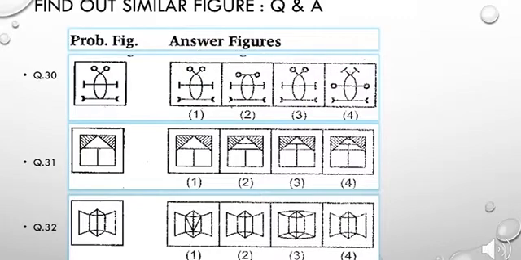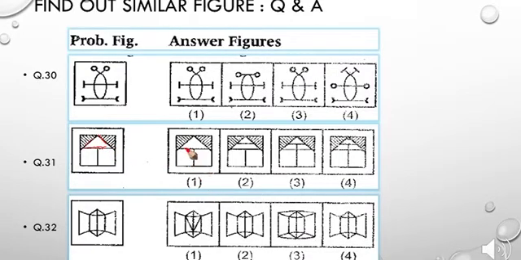Let's go to the next question. In question number 31, there is a problem figure given and there are 4 answer figures given. We need to check which of the answer figures is exactly the same as the problem figure. What we can see in this problem figure is there is a formation of a triangle here. Let's quickly check the formation of the triangle, and we also note that inside the triangle there is no design, there is no line. It is completely a vacant triangle.